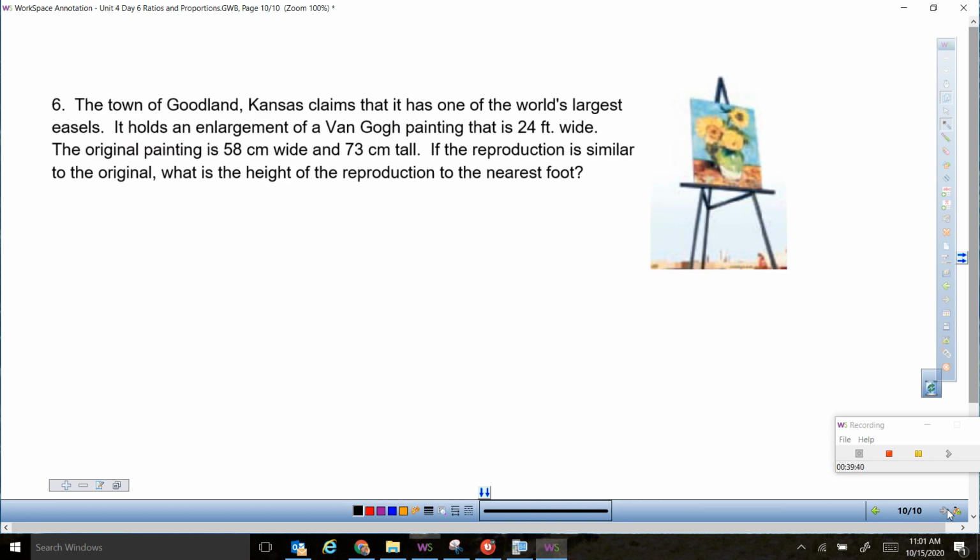Okay, last one, we made it. Number 6, the town of Goodland, Kansas claims that it has one of the world's largest easels. It holds an enlargement of a Van Gogh painting that is 24 foot wide. The original painting is 58 centimeters wide and 73 centimeters tall. If the reproduction is similar to the original, what is the height of the reproduction to the nearest foot? So they tell us that the reproduction is similar, which means that the size would have to be proportional.